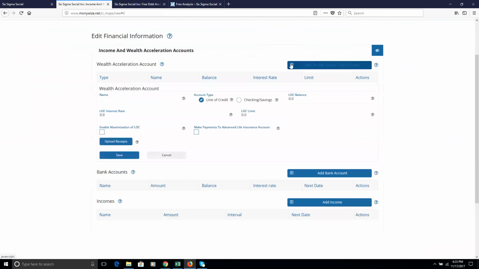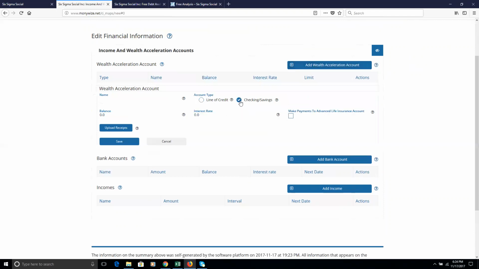And this is cool because this could be a line of credit. Most people don't have a line of credit, but if you happen to have an equity loan or whatever else that you want to leverage capital that's available to you, you can use that with this software. But in this particular example, I'm just going to say somebody's got a bank account.